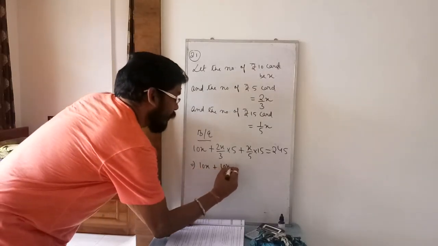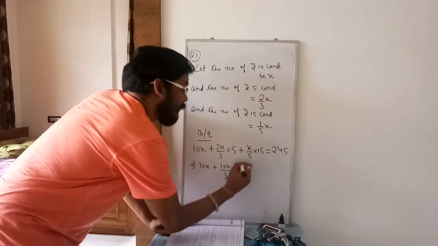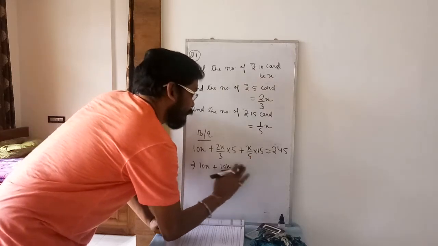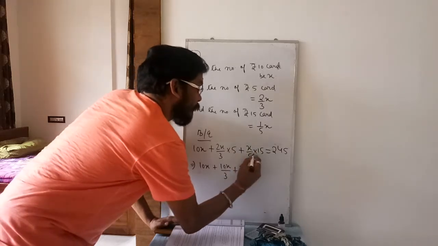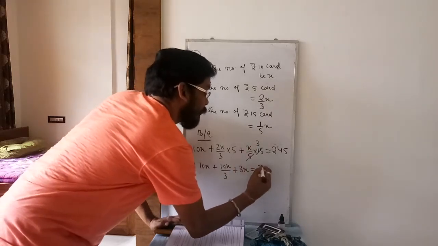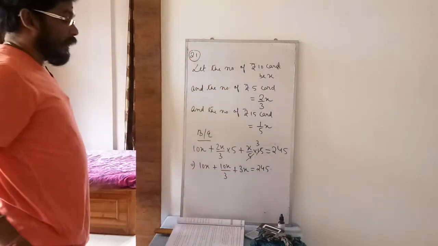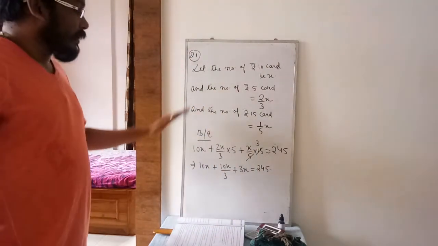10x, it is 10x by 3, and here it is 3x you can write. If you cancel it, it is 3 because 5 threes are 15. 5 threes is 245. Take the screenshot. I will keep the upper part. Take the screenshot of this.